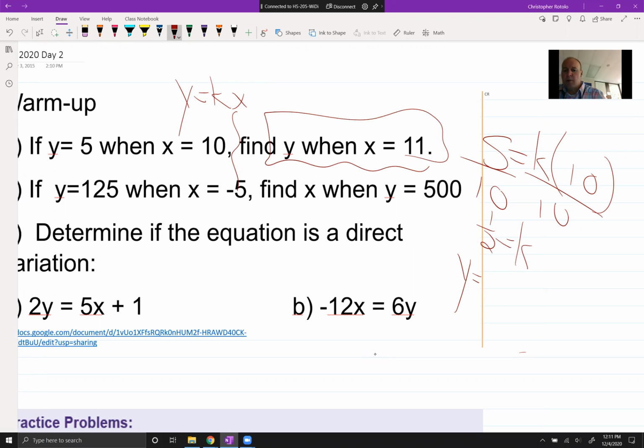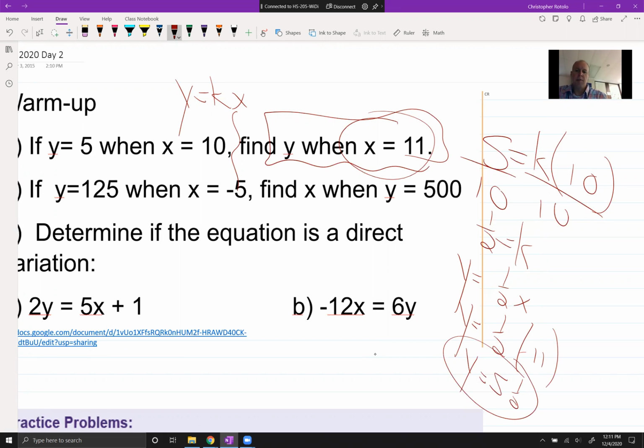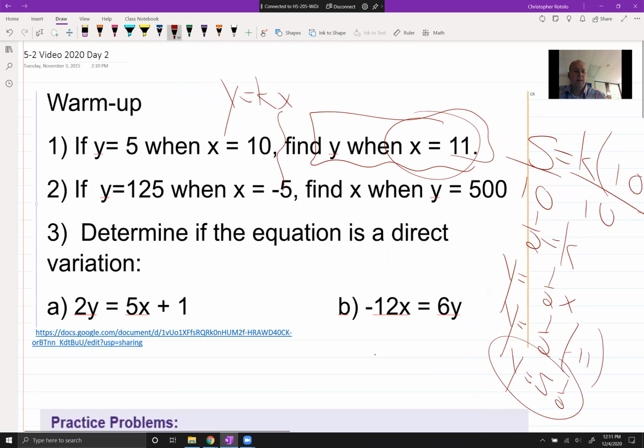So I'd start over, I'd say y equals 1/2 x. They told me x is 11, so I want to know what half of 11 is. So y turns out to be 5.5. All right, we can repeat the process with the next two.